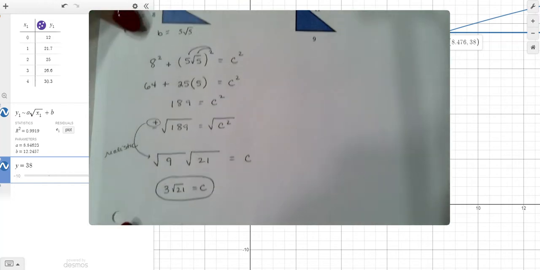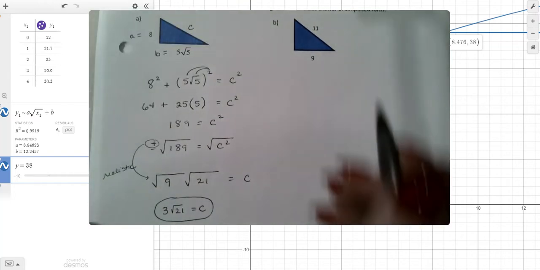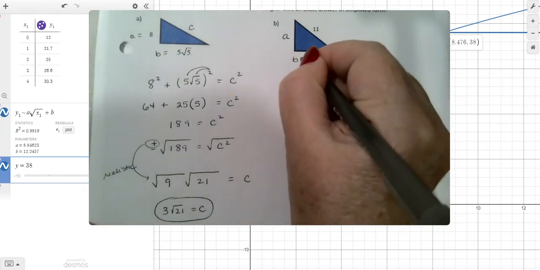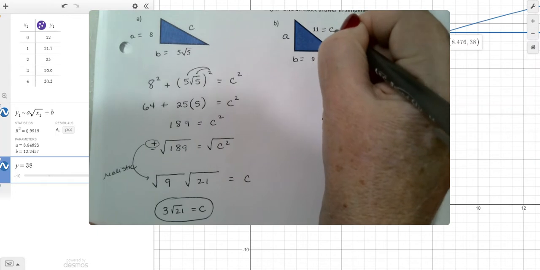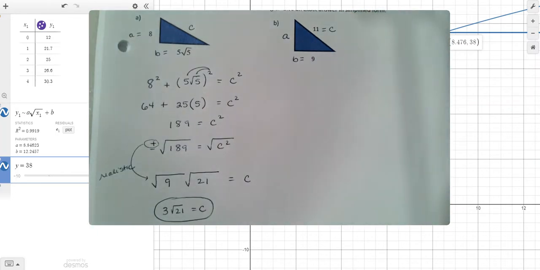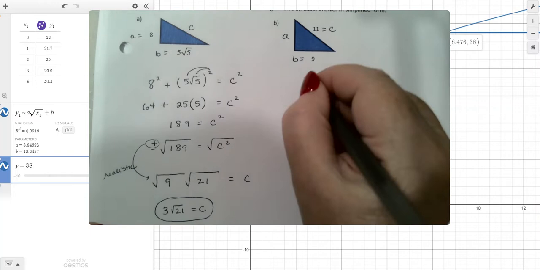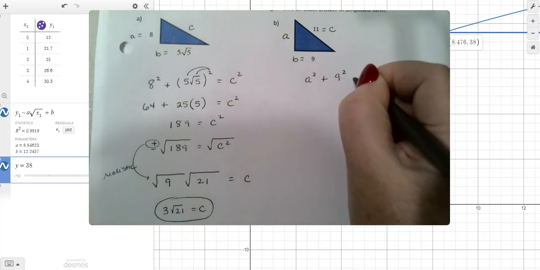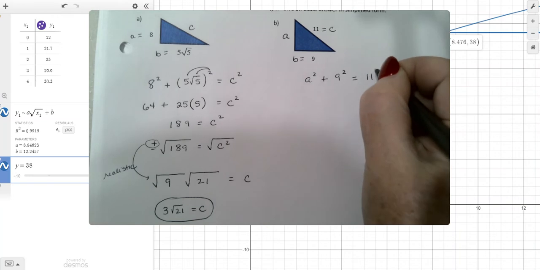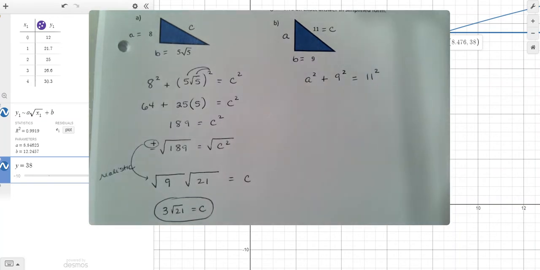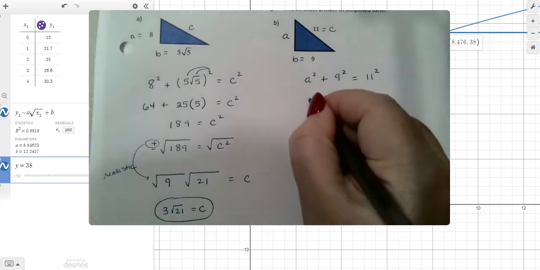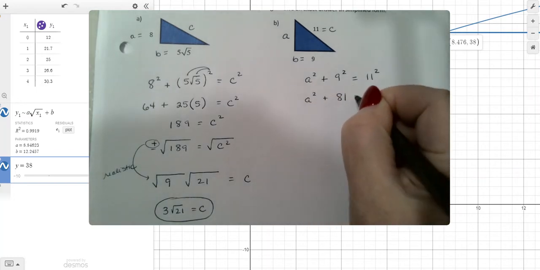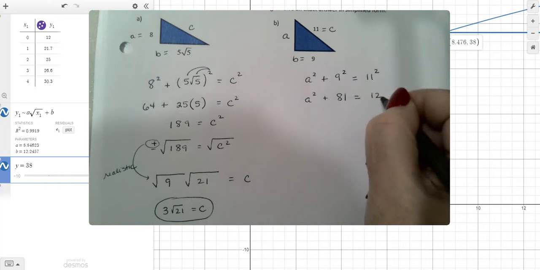All right, let's try another one. This time I don't know the value of A. B is 9, and C is 11. So my equation would look like A squared plus 9 squared equals 11 squared. So A squared plus 81 equals 121.